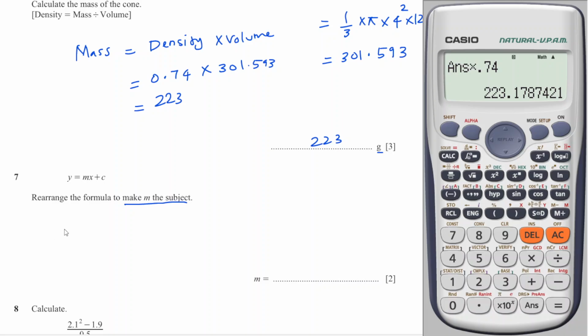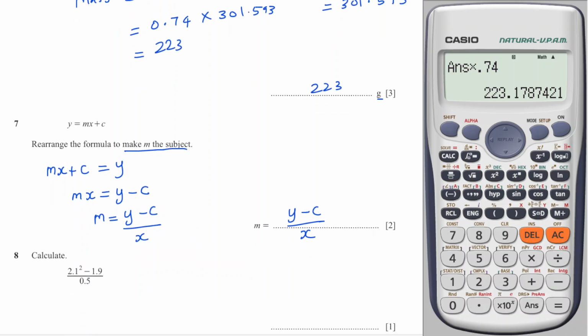Now, make the subject as m. So y is equal to mx plus c. We want the m value. That's why I am writing the mx plus c on the left side and y on the right side. Now step by step we need to take one term to the other side. So mx is equal to y minus c. Then we can write x equal to y minus c divided by, okay, we want the m value, so I need to keep the m value on the left side, and the x will go to the right side. So m is equal to y minus c divided by x. So that is our answer.